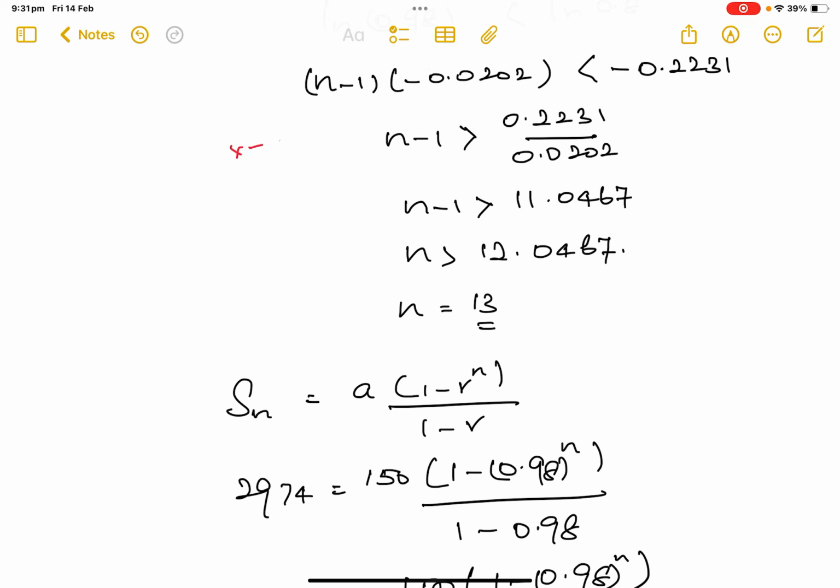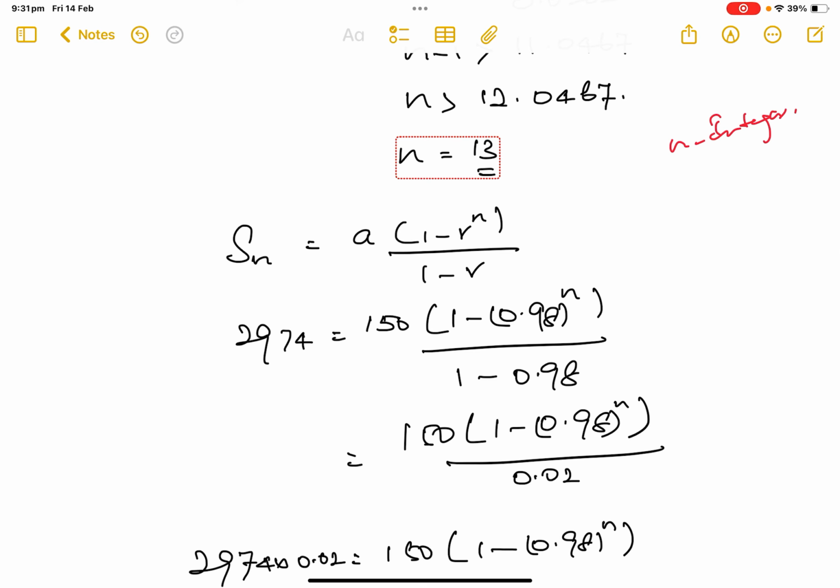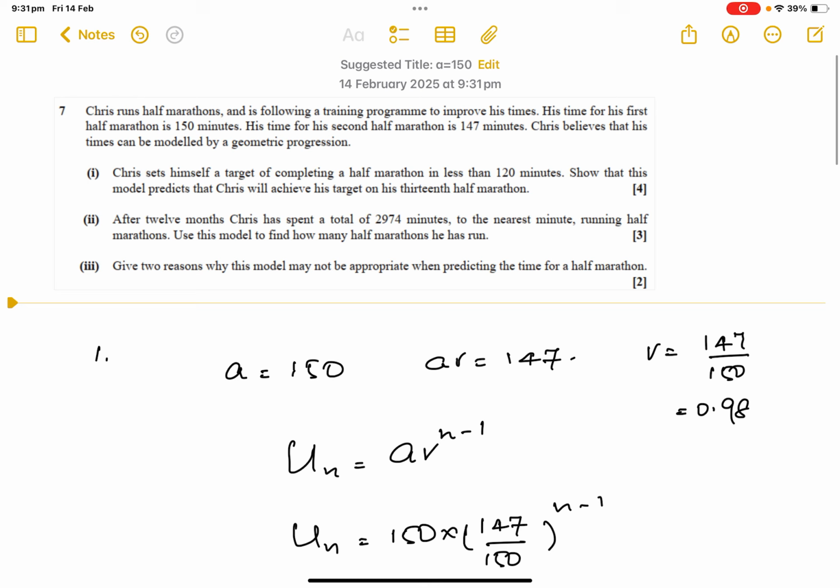But of course, n must be an integer. So n is greater than 12 point something, so n equals 13. So on the 13th half marathon, he can run in less than 120 minutes. That's the first part. And it has proved that it is the 13th half marathon.